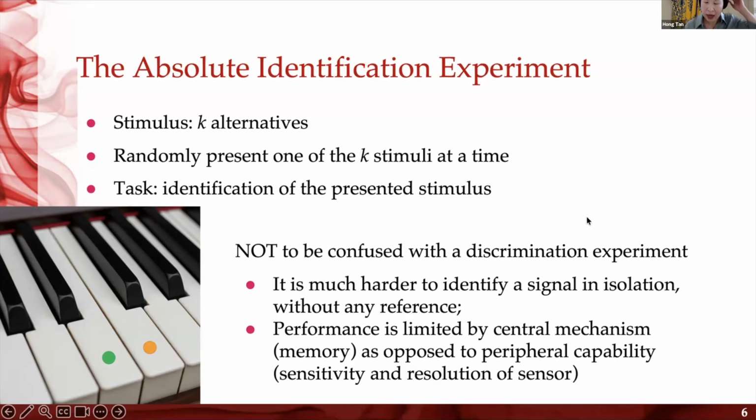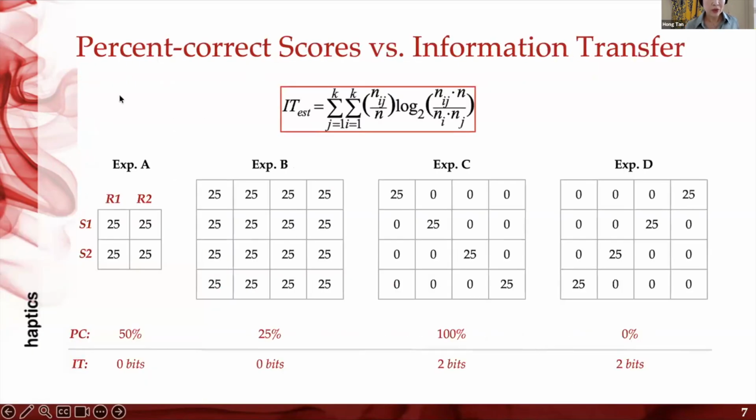So information theory actually provides a framework for us to measure how well we can identify a signal without any reference point. And you would agree this is much harder. And the performance is more limited now by central mechanisms, memory, rather than the peripheral sensory resolution of our sensors. I'm just giving some background very quickly.